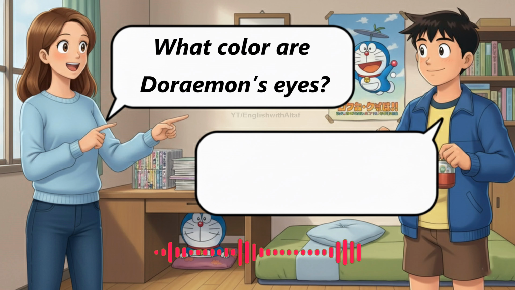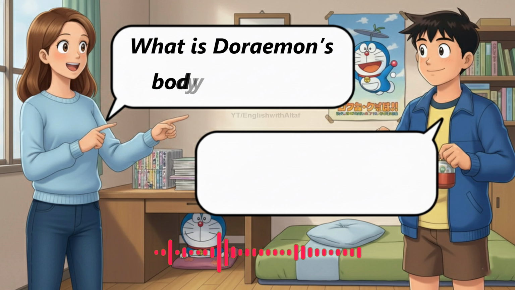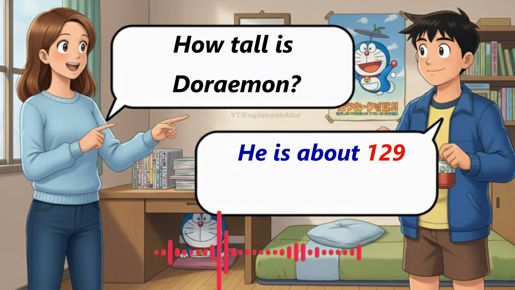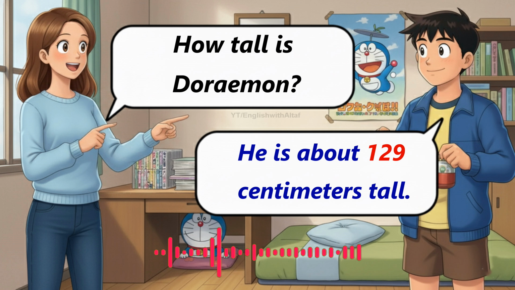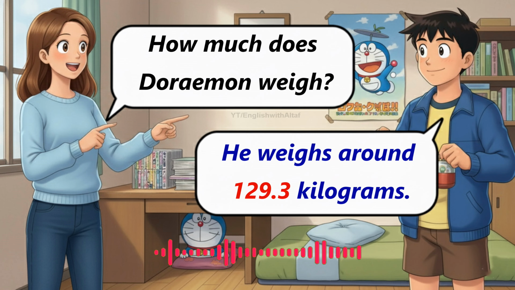What color are Doraemon's eyes? Doraemon's eyes are white with black pupils. What is Doraemon's body shape like? He has a round body with no ears and a big smile. How tall is Doraemon? He is about 129 centimeters tall. How much does Doraemon weigh? He weighs around 129.3 kilograms.